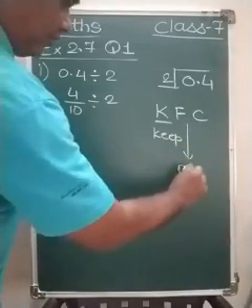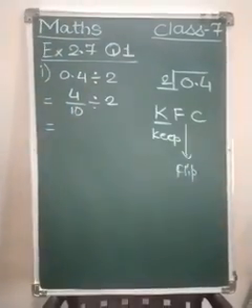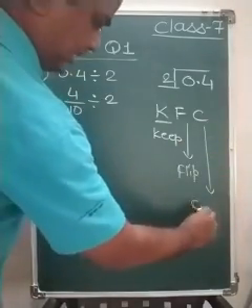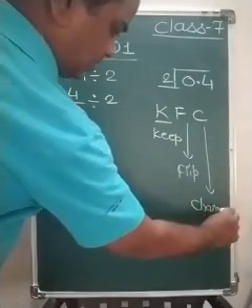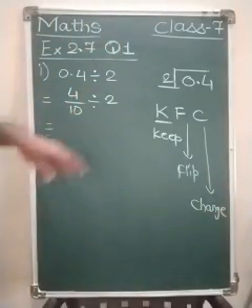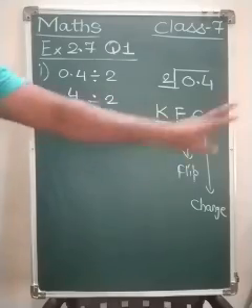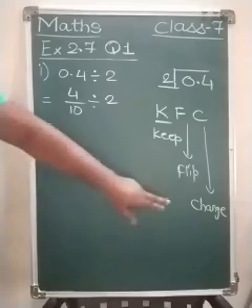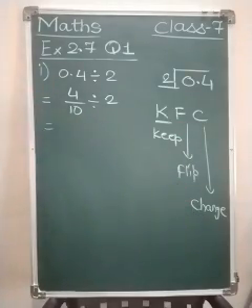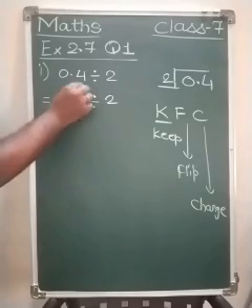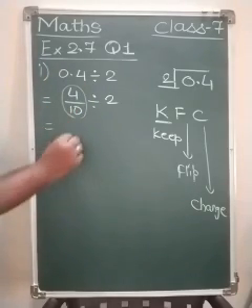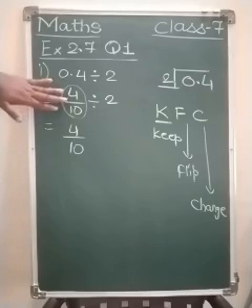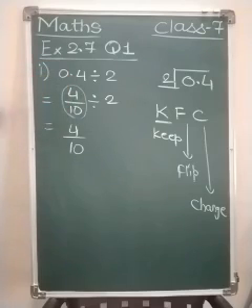F stands for flip. And C stands for change. So these are some of the code words. Let us see. Just remember KFC. Keep, flip, change. This is what it means. Keep, flip, change. How do we keep? First number, we keep it as it is. So 4 upon 10. What is written on the left hand side? We keep as it is.